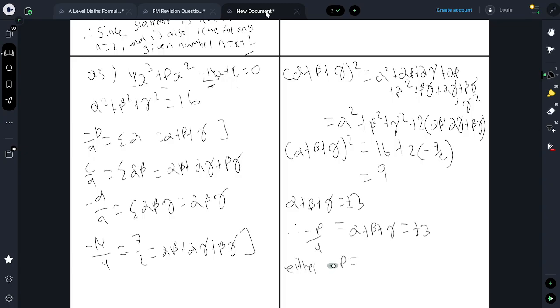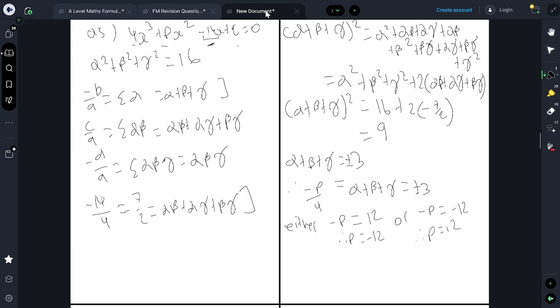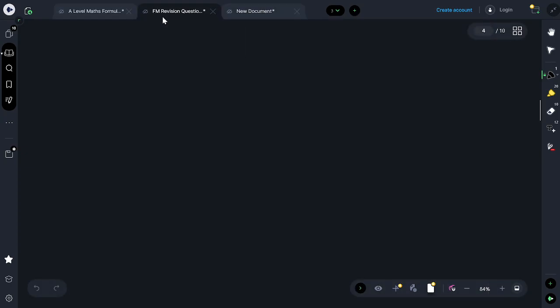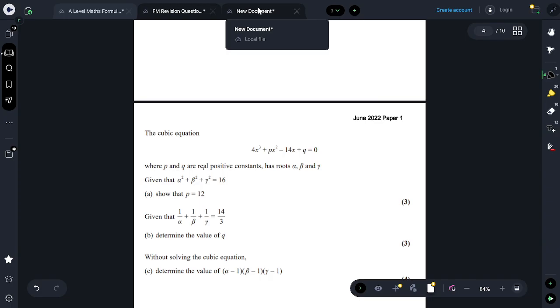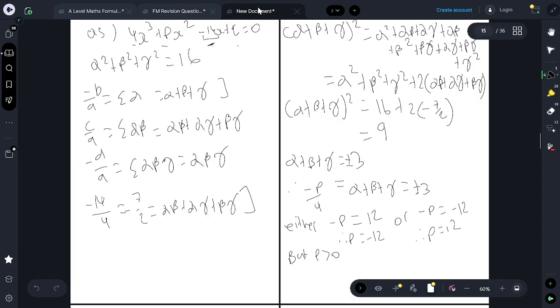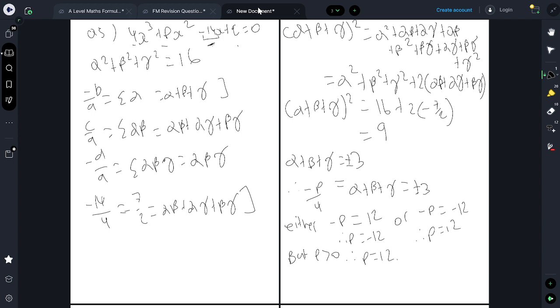minus p is, well, minus p over 4 would be 3, so minus p would be positive 12. Therefore, p is minus 12. Or minus p would be minus 12. So we times by 4 across, right, to get rid of the fraction. Solve for p, that means p is 12. But are we not told that p is a positive constant? So, yeah, the real positive constant. So the only solution here, therefore, is p is 12. And that's part A, right?